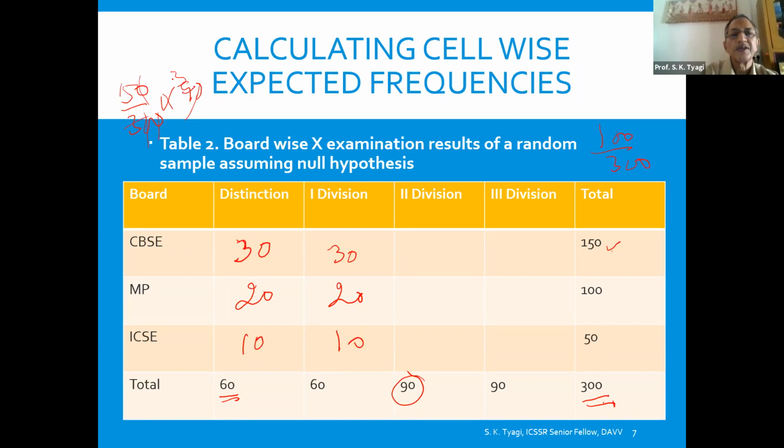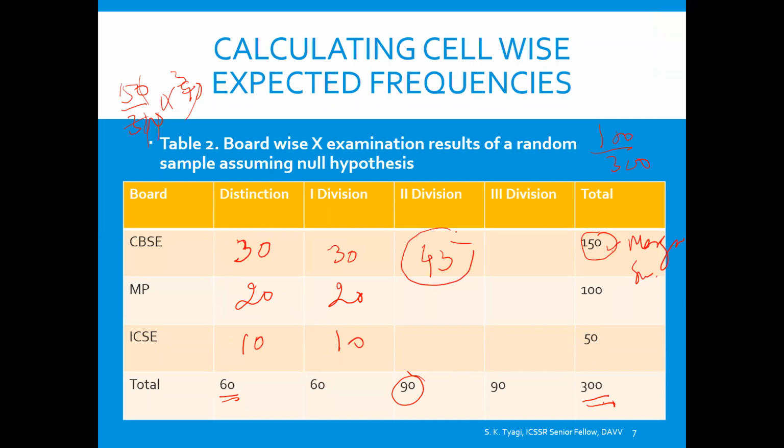3 3 9, 15 3 45. Multiply these two. These are called marginal sums. So we want to find out the expected frequency of this cell.